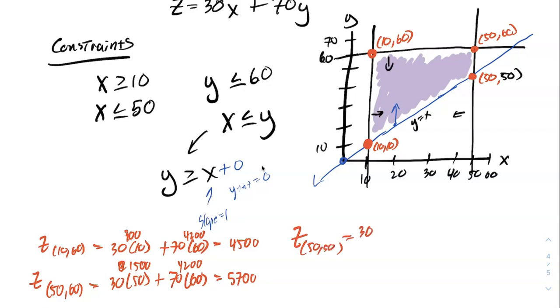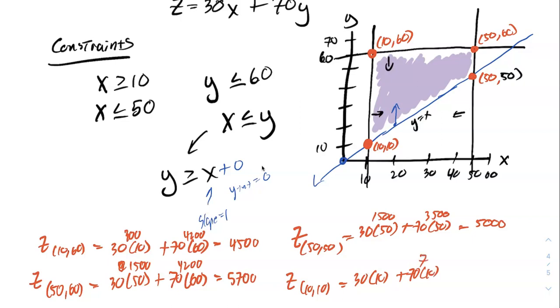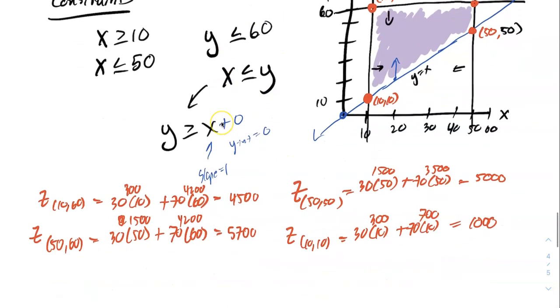So 30 times 50 plus 70 times 50. 3,500, 1,500. So what's that? 5,000. And then Z of 10, 10. Probably not going to be the max. 30 times 10 plus 70 times 10. So 700 plus 300 equals 1,000. So out of those, again, I'm trying to maximize profit. That would be right here. Max profit right there.